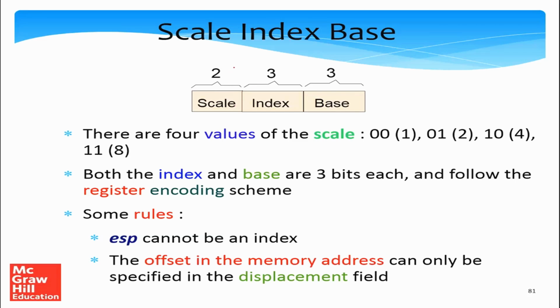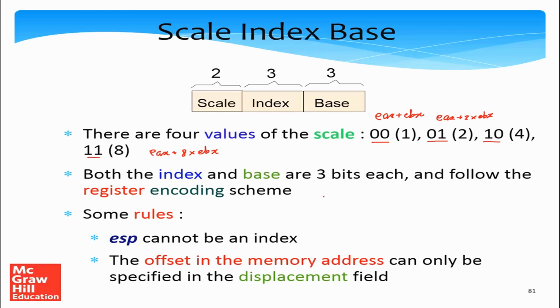So in this case, this is an 8-bit field. There are 2 bits for the scale. So there are 4 values of the scale: 00, 01, 10, and 11. 00 specifies a scale of 1, right? So basically, this would be of the form EAX plus EBX. 01 has a scale of 2, so this would encode an address of the form EAX plus 2 times EBX. Similarly, 11 encodes a scale of 8, so this would encode an address of the form EAX plus 8 times EBX. Both the index and the base are 3 bits each, so they follow the register encoding scheme.